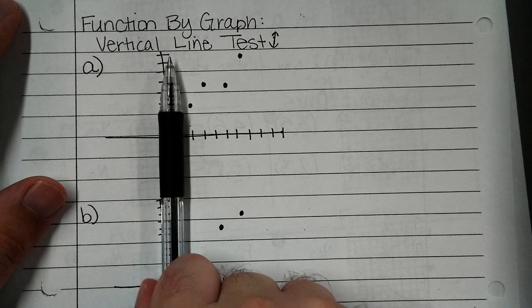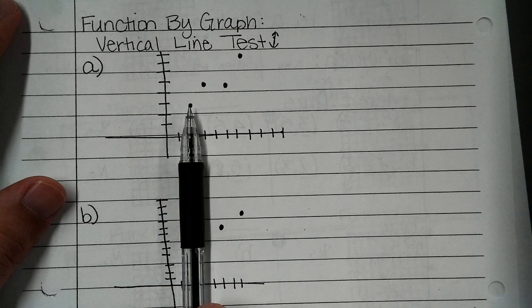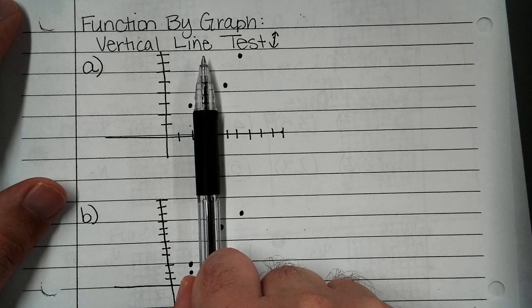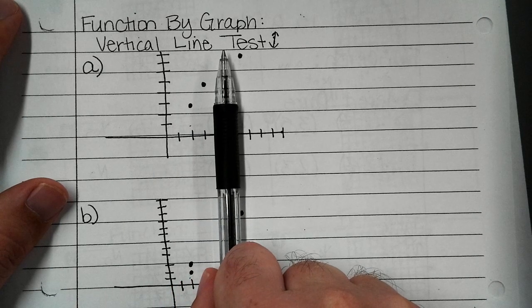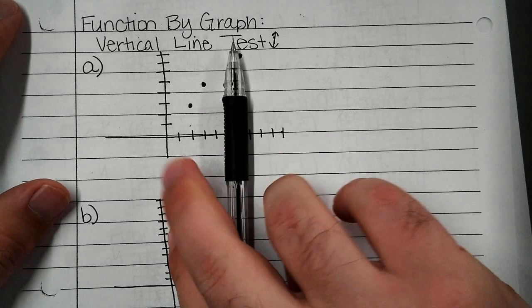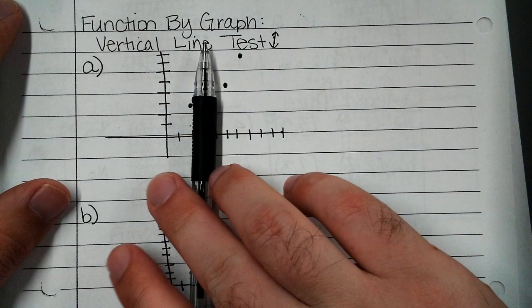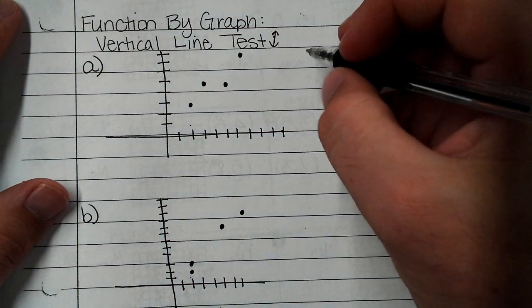So moving left to right, okay, I hit that point. Do I hit anything else? Nope. I hit this point. Am I hitting anything else? Nope. That one's good, and that one's good. So since I only hit one value anywhere I move my pencil on that vertical line, this is a function.